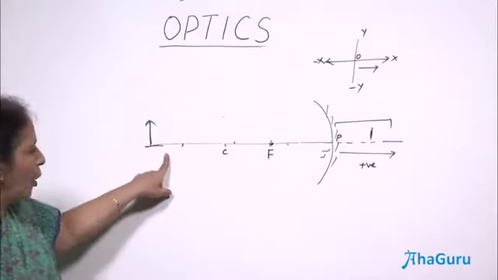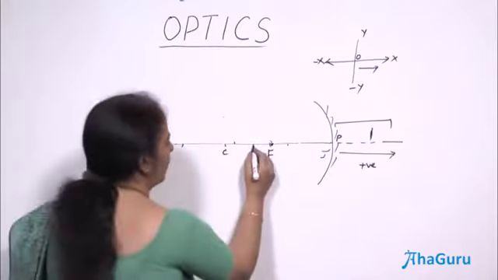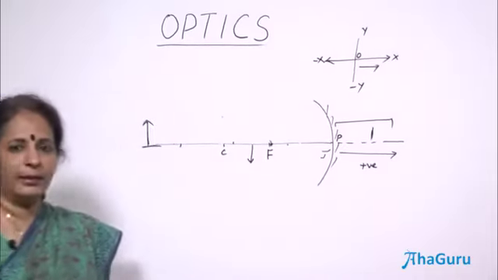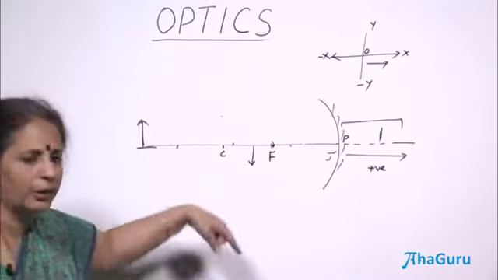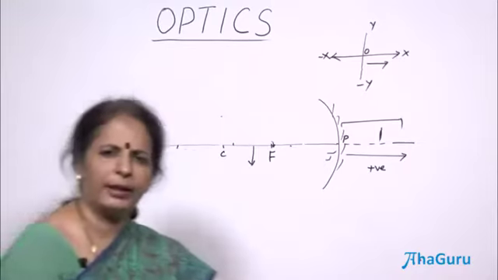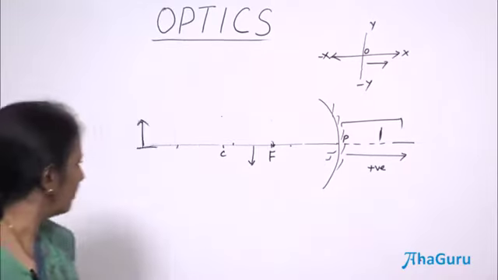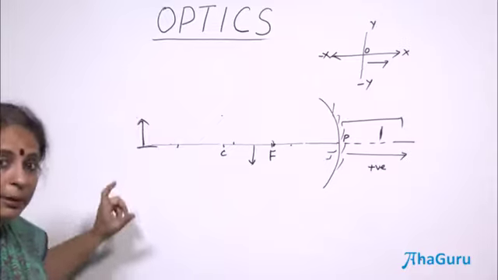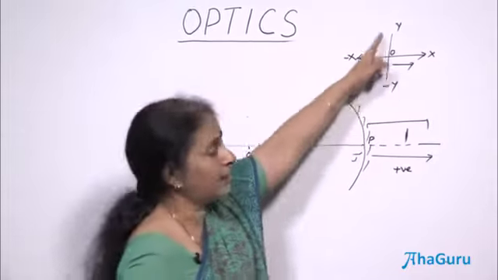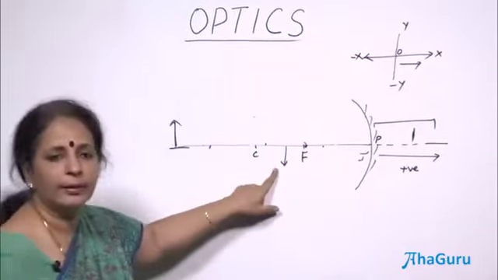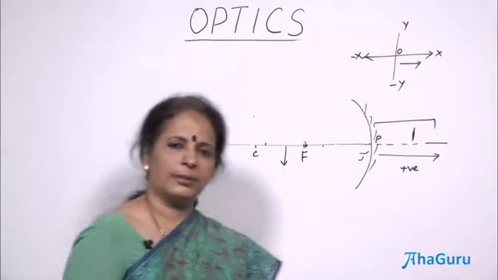Object is beyond C. So, the image will be somewhere between F and C, something like this, and it is also going to be small. When you draw the ray diagram, you will get it. You just go through the ray diagram which we have already done, just for comparison. Now, object is above the principal axis, that is a positive y, and this is a negative y. So, what does this mean?